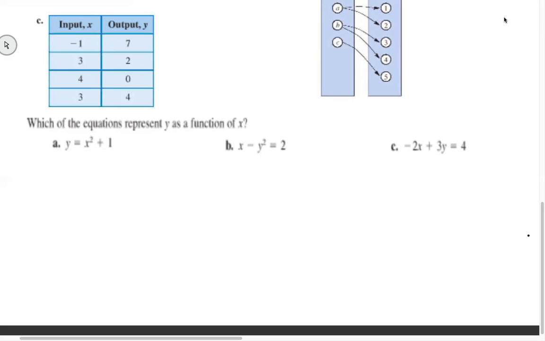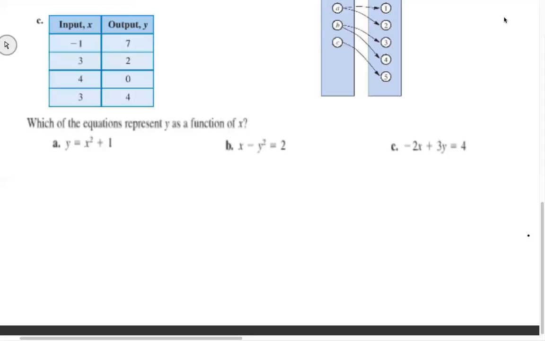But so Kelsey, let's talk about these functions. Now we don't have a table. We don't have a mapping. I don't even have a sentence. I just have this equation. So Kelsey, we're looking at A, B, and C. Which one of those is a function? I don't know. Take a guess. A. A is a function.